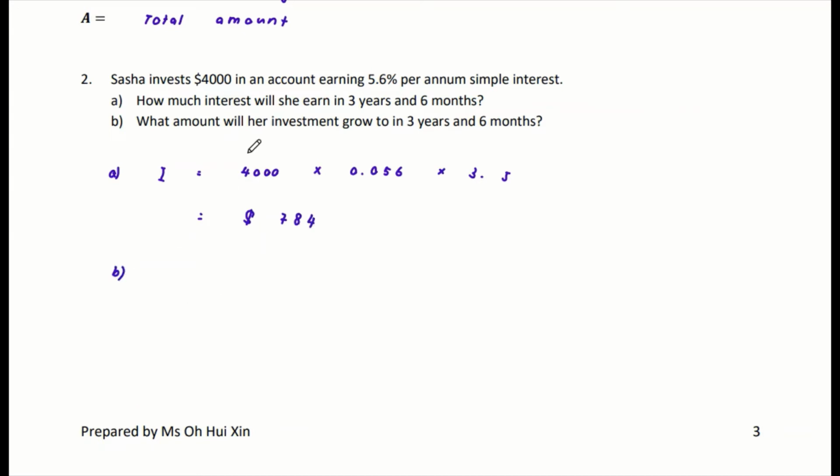Moving onwards, B. What amount of money will the investment grow to in 3 years and 6 months? The total amount of money is the principal plus the interest, which is 784. So from here, we'll be able to get that Sasha has $4,784 in her investment now. Okay, so let's move on to number 3.